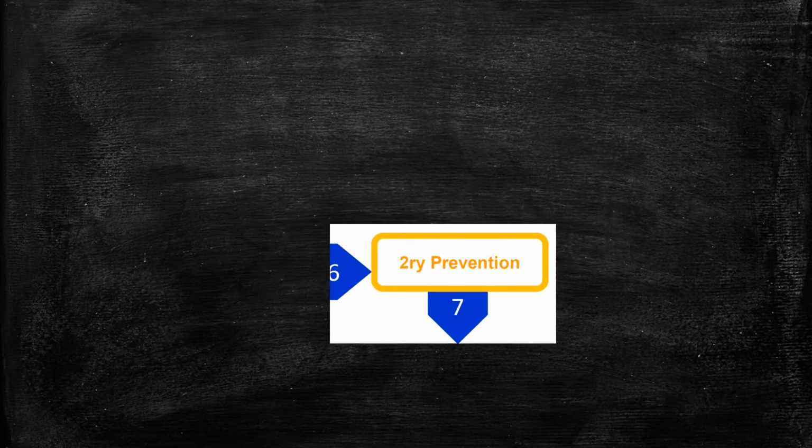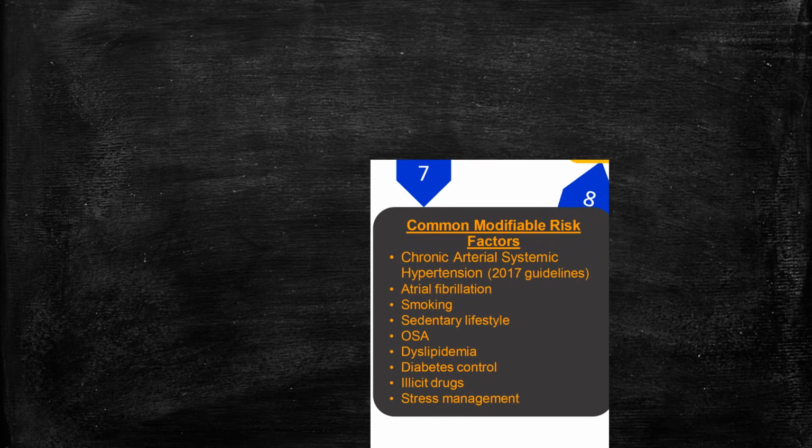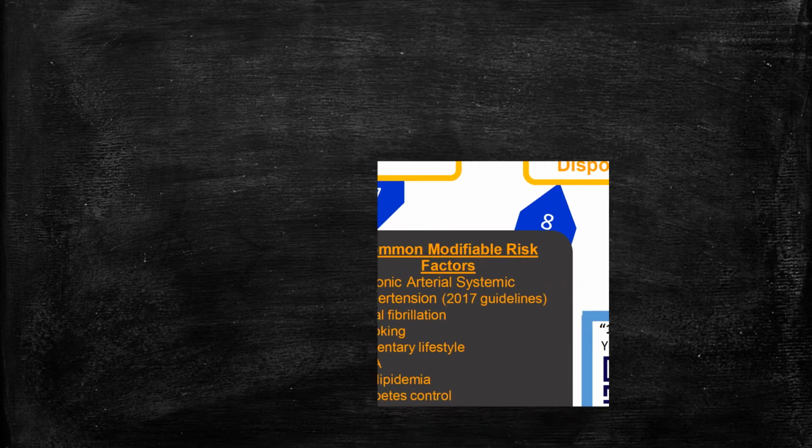For secondary stroke prevention, identifying the modifiable risk factors is important. Some of the stroke risk factors are chronic arterial systemic hypertension, atrial fibrillation, smoking, sedentary lifestyle, sleep apnea, dyslipidemia, diabetes mellitus, illicit drug use, and poorly managed stress. Identifying the risk factors helps to deploy strategies specific, as well as generic, for secondary stroke prevention.